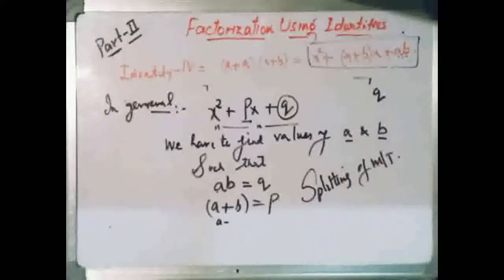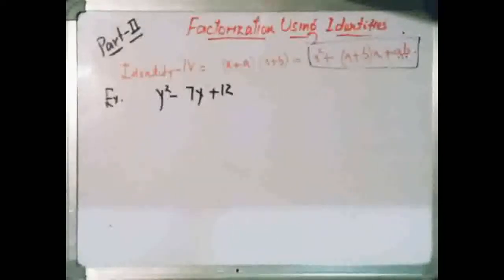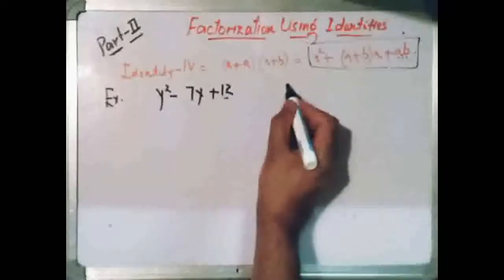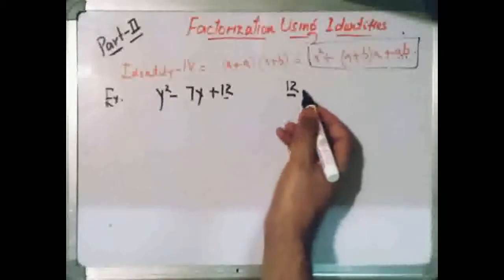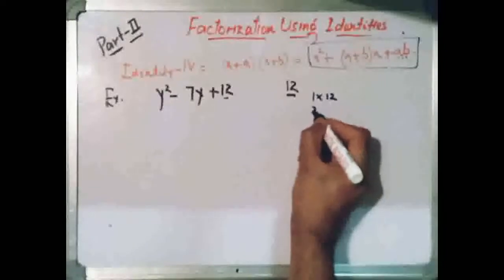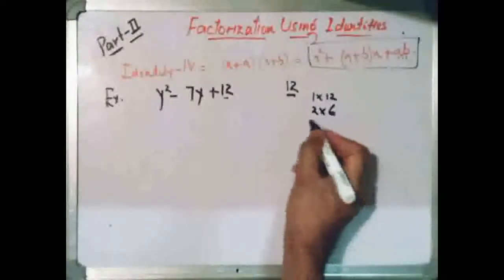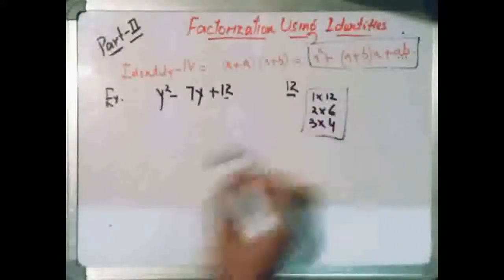So let's take another example, in order to find out how we can factorize a given expression of this type. This is an example: y square minus 7y plus 12. So here the constant is 12. Let's try to factorize this. So 1 into 12, 2 into 6, 3 into 4, then 4 into 3. We will stop right here.